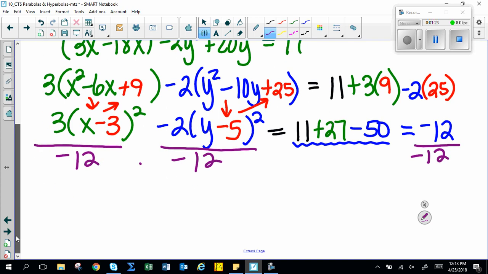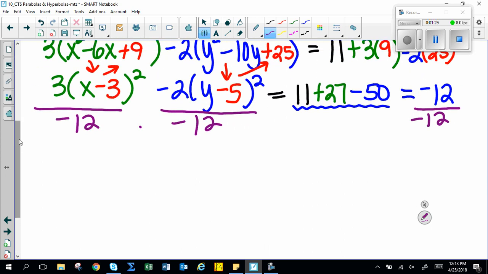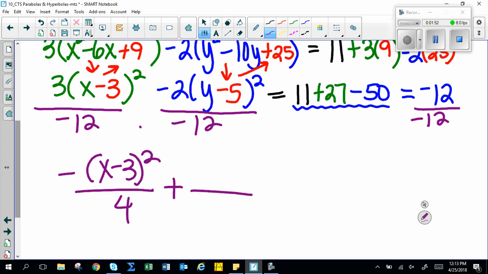All right, so I'm ready to write my final answer here. So 3 goes into 12 4 times, and my x squared term is going to be the -1. So I don't usually see the negative left in the denominator. Usually you can move it to the numerator or have it just in front of that whole term. Don't leave it in the denominator, though. A negative over a negative is a positive. 2 goes into 12 6 times. This is y minus 5 quantity squared, and this is now equal to +1.